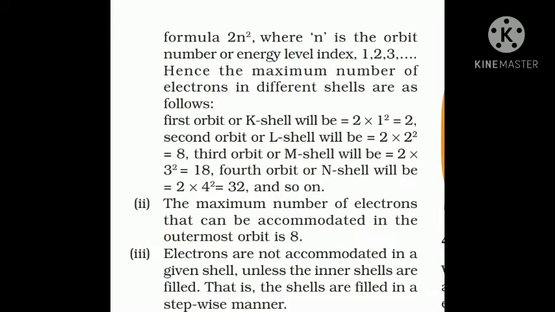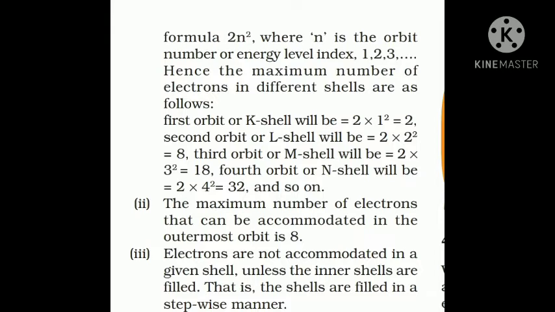First orbit or K shell will be 2 into 1 squared, which is equal to 2. Second orbit or L shell will be 2 into 2 squared, equal to 8. Third orbit or M shell will be 2 into 3 squared, which is equal to 18. Fourth orbit or N shell will be 2 into 4 squared, which is equal to 2 into 16, equal to 32, and so on. The maximum number of electrons that can be accommodated in the outermost orbit is 8.